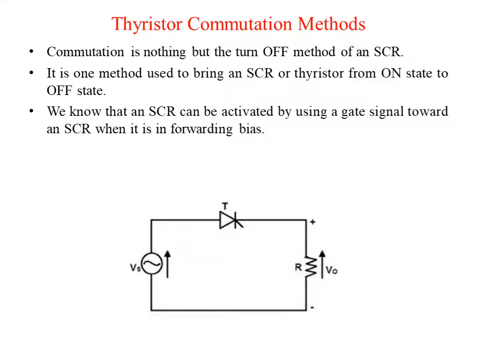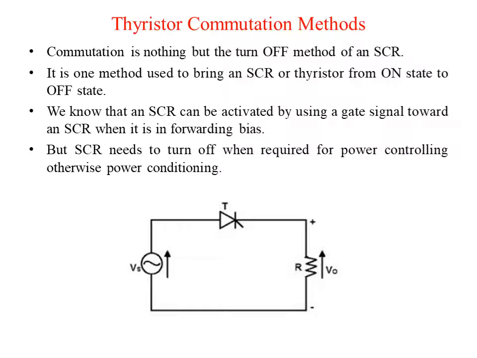We know that an SCR can be activated by using a gate signal when it is forward biased. That is, when we apply a positive gate pulse, the SCR starts to conduct. But the SCR needs to turn off when required for power controlling, otherwise power conditioning. So in order to control the power flow in the system, it is essential to control the turn on and turn off of the thyristor or SCR.